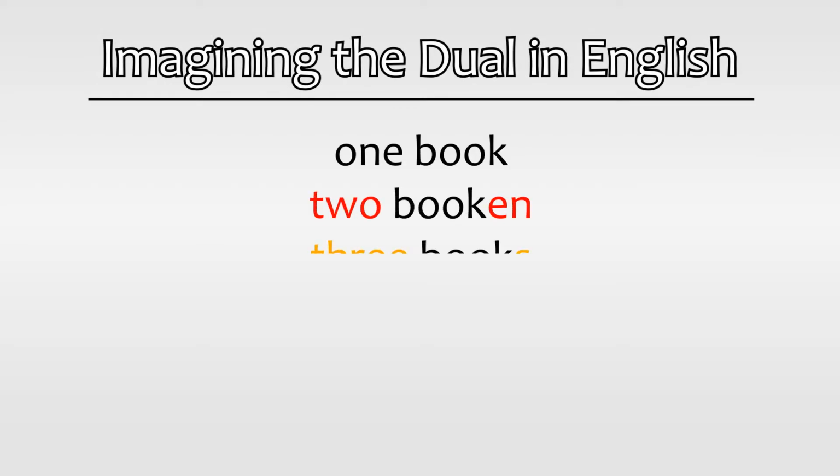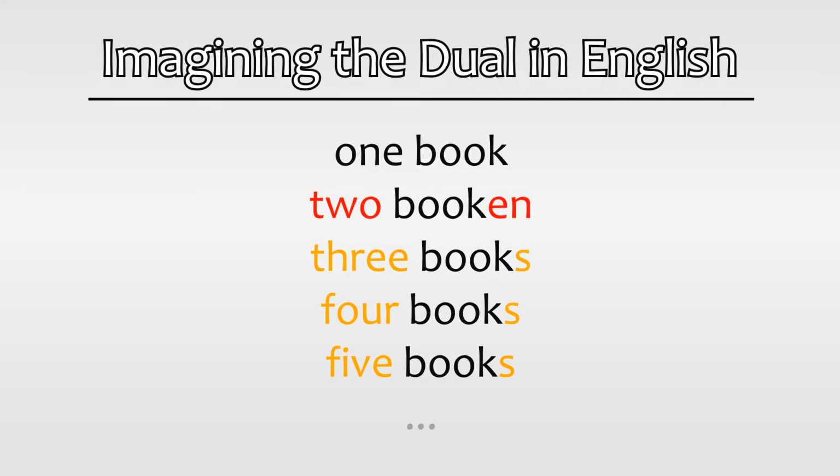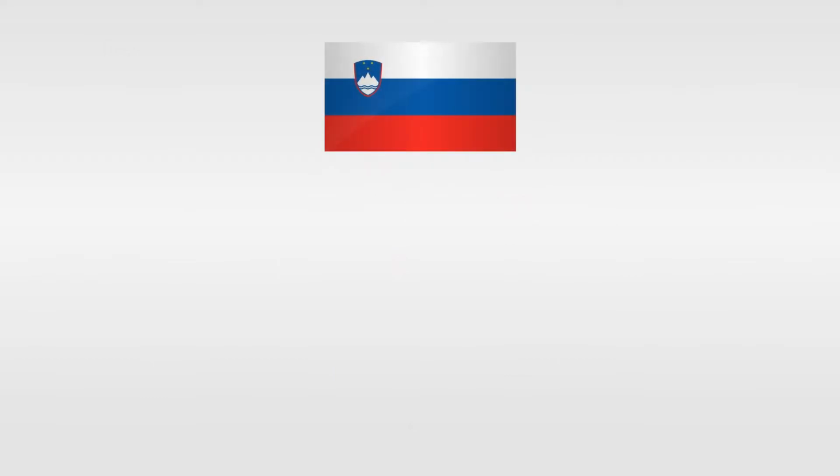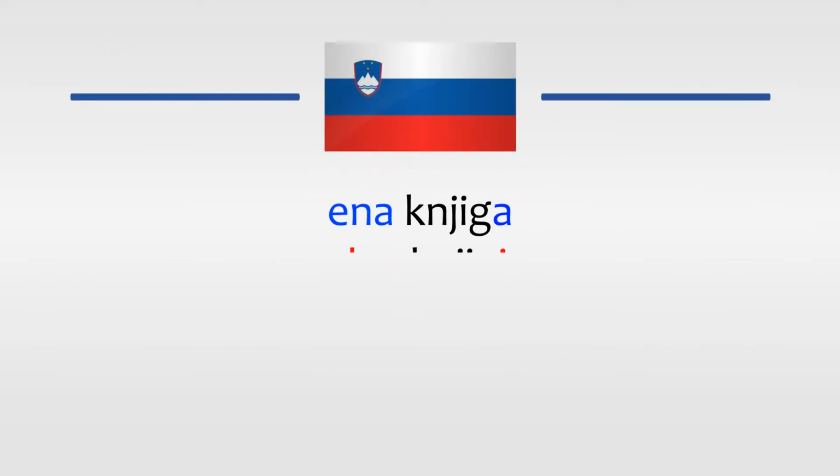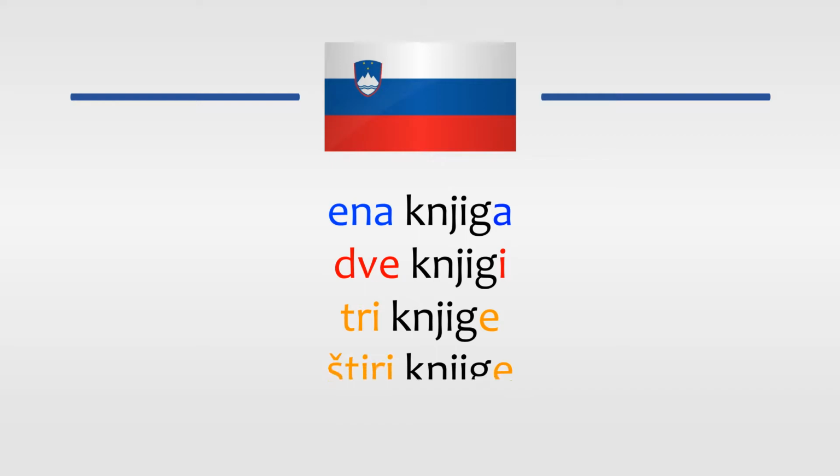You can imagine it like this in English: one book, two boeken, three books, four books, and so on. If we count books in Slovenian, we do it like this: ena knjiga, dve knjigi, tri knjige, štiri knjige. As you can see, the ending of two books is different from that of three books or more. That's what the dual form is. But why stop at duals? Let's talk about three of a thing.